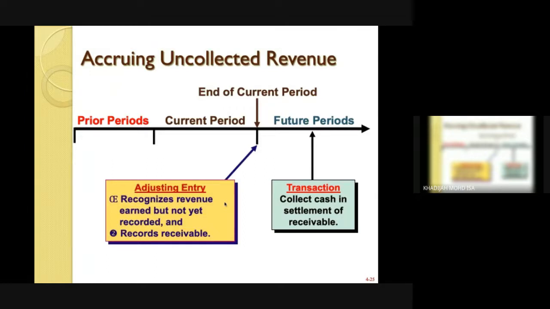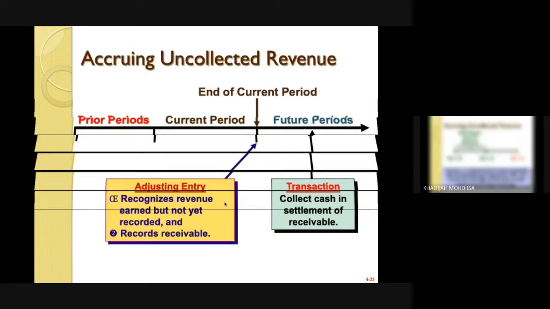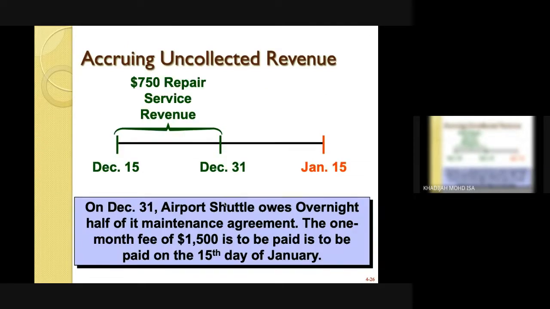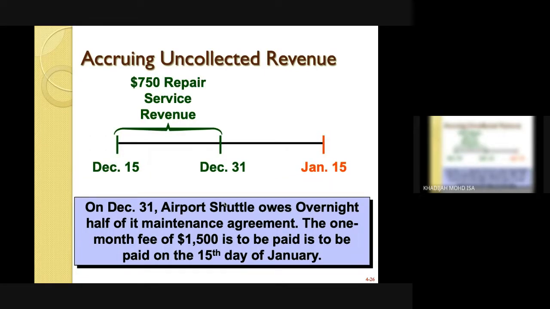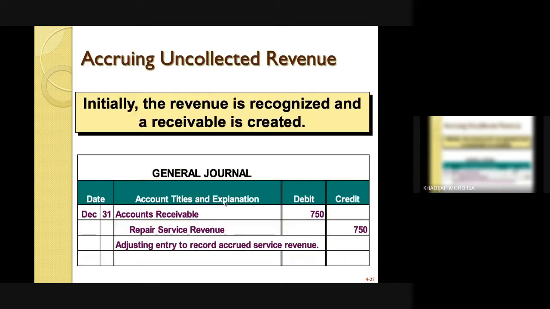Recognize revenue earned but not yet recorded, and record accounts receivable. So this one is the uncollected revenue. You have performed and earned your revenue, but you have not collected your cash. Overnight has a maintenance agreement, the 1 month fee of 750 for repair service is to be paid on the 15th day of January. So that's how you record it: debit your accounts receivable as of 31st December, because you're going to receive that on 15th of January. The 750 you debit because that is your asset, your accounts receivable.